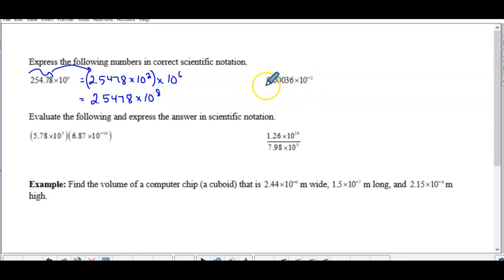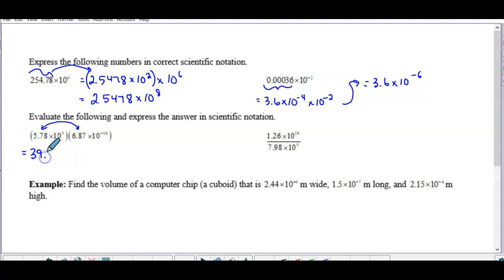Then here, this is going to be 3.6 times 10 to the 1, 2, 3, 4, negative 4 times 10 to the negative 2, which is 3.6 times 10 to the negative 6. And you're just multiplying powers with the same base. Then next one, think about these as coefficients. So multiply 5.78 times 6.87.